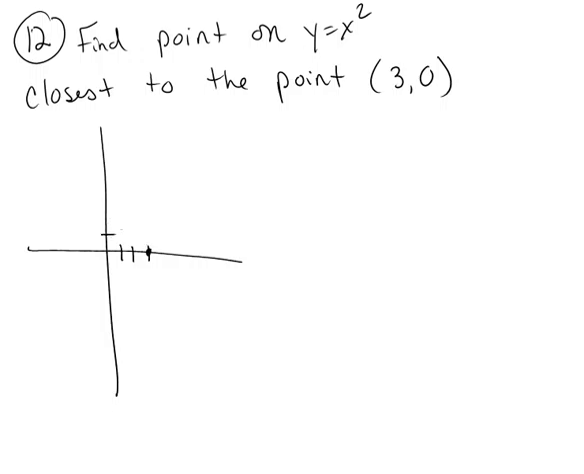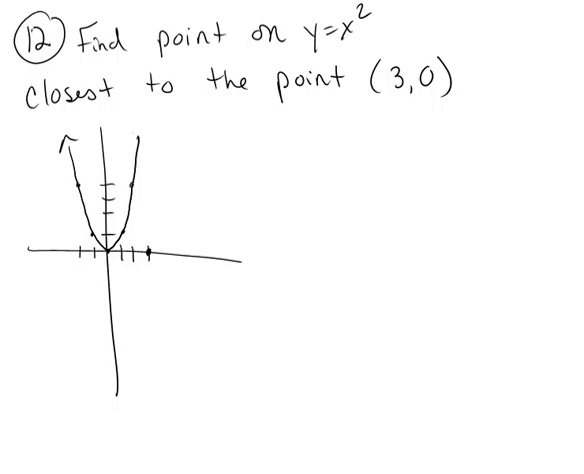y equals x squared is just your parabola, at (2, 4), (-1, 1), (-2, 4). Just your regular parabola, of course, goes through the origin, that you've known and loved for a long time.